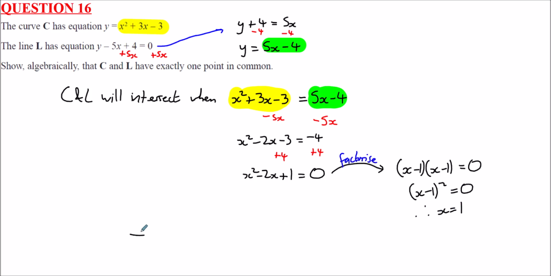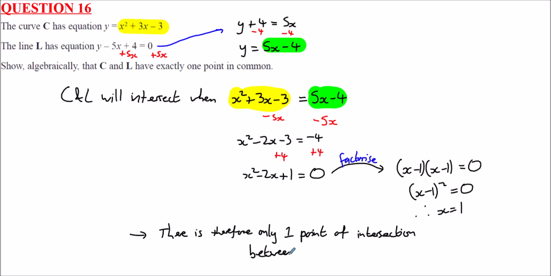So in other words, there is therefore only one point of intersection between, now what are they called, C and L, and that's when x is minus 1. Nothing else to say. That's all there is to that one.